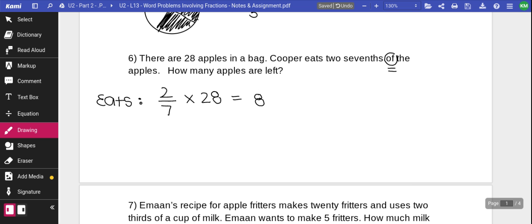Does that answer the question? No. So, they are sneaky about these questions. They want to see if you're reading as well. He ate 8. Yeah, we want to know how many are left. We started with how many apples? 28. Cooper is going to have a tummy ache if he ate 8 apples, but he did. Hopefully he spread those out. How many are left? 20 apples are left.